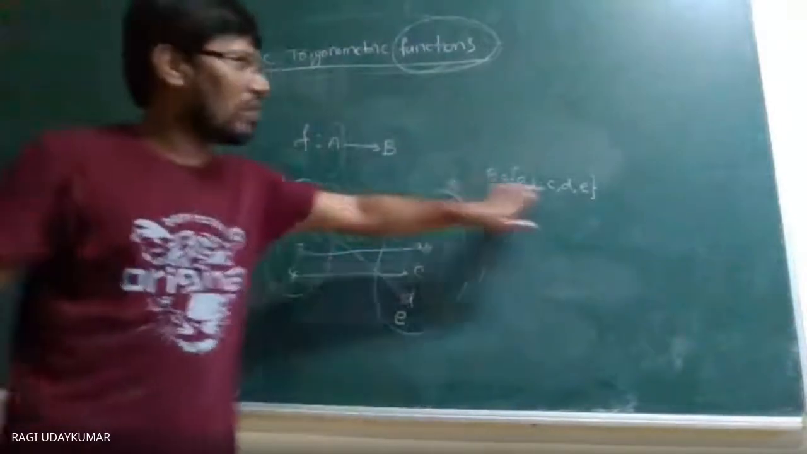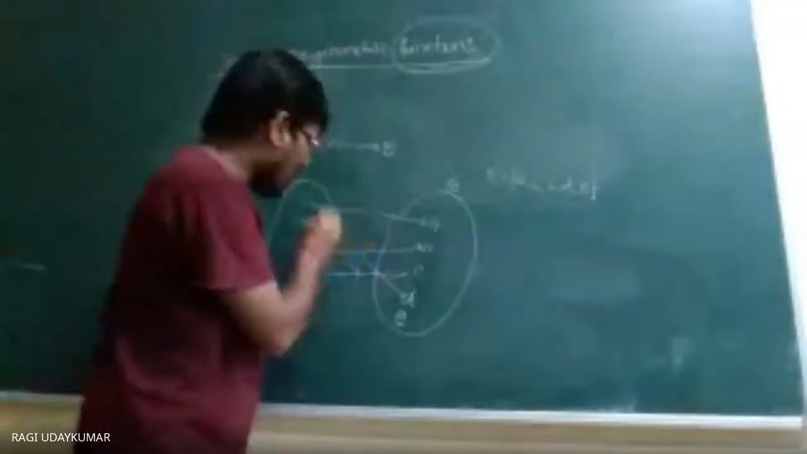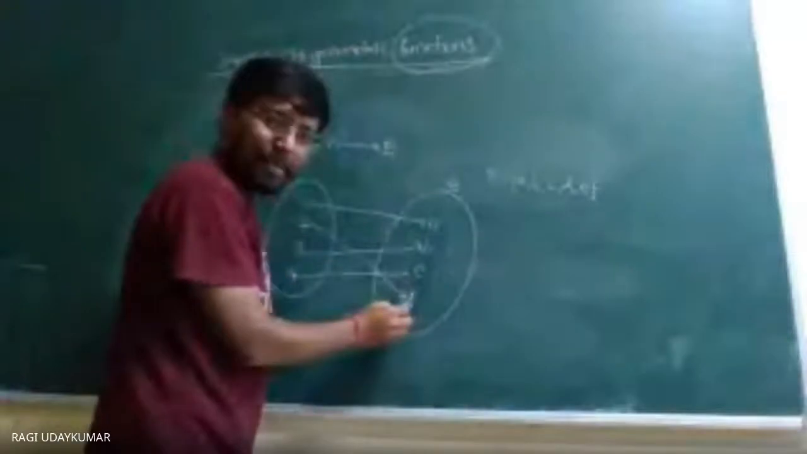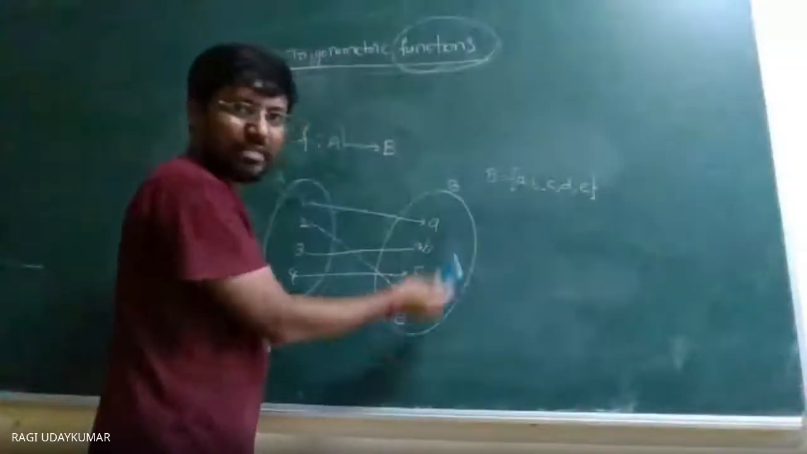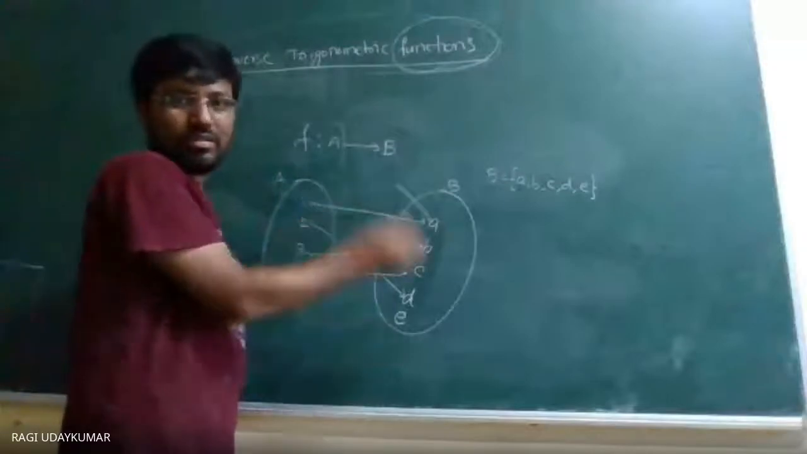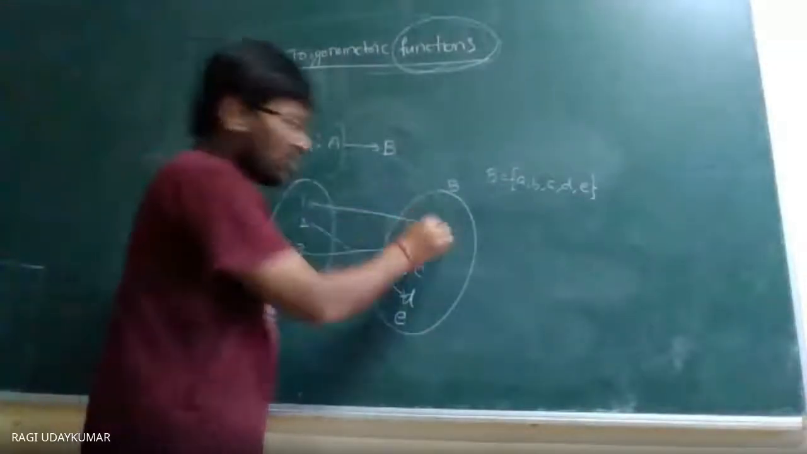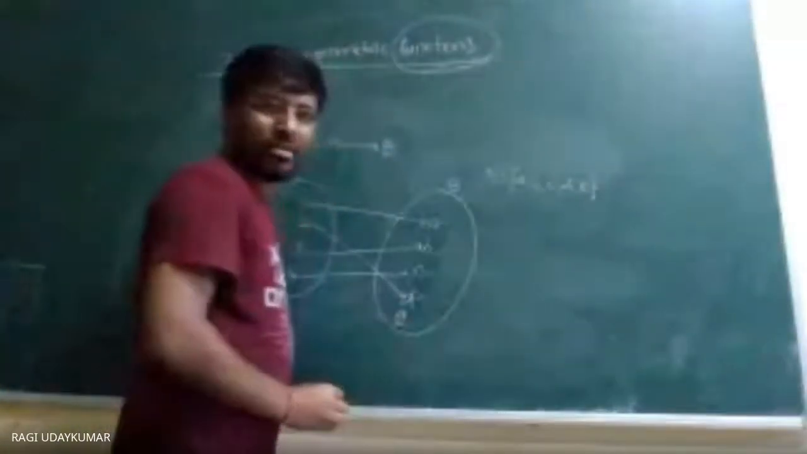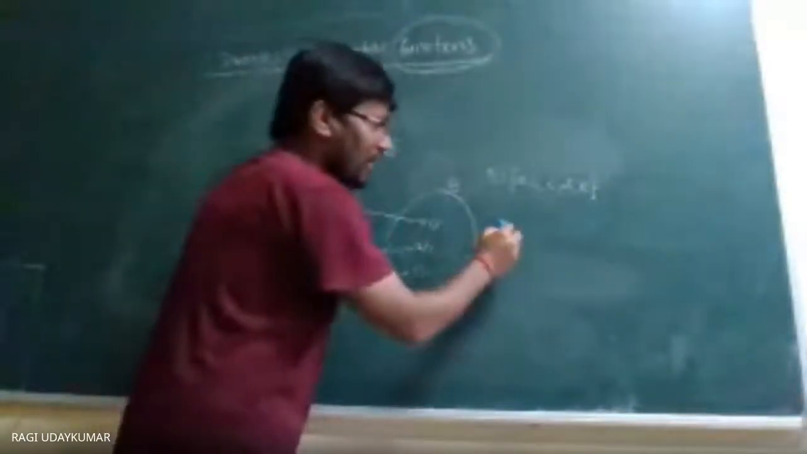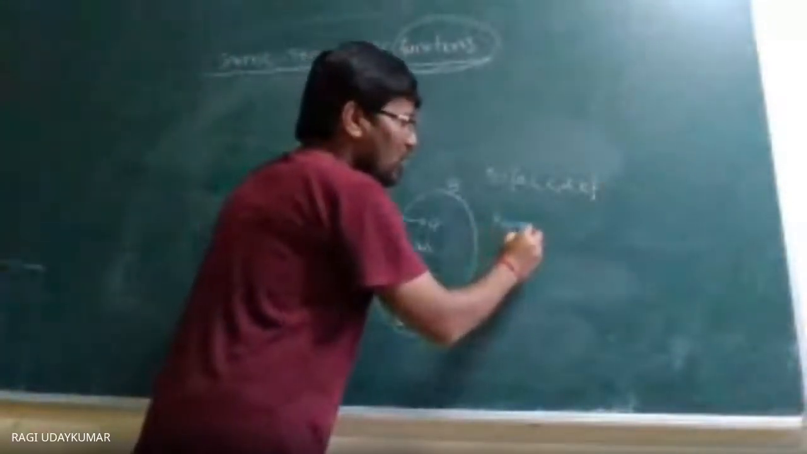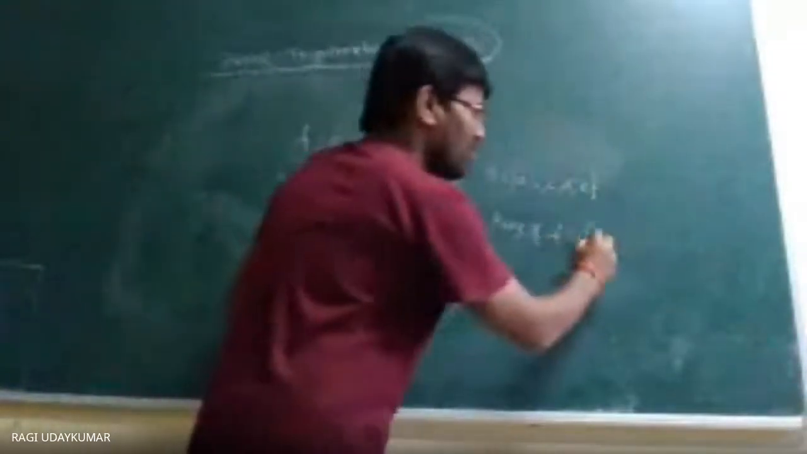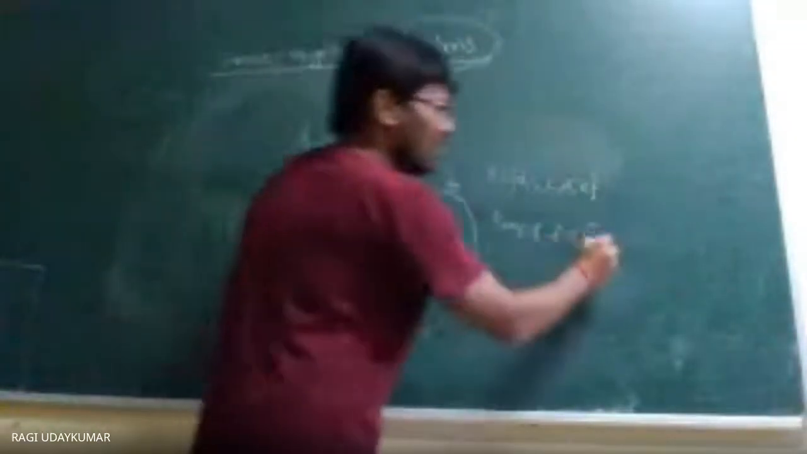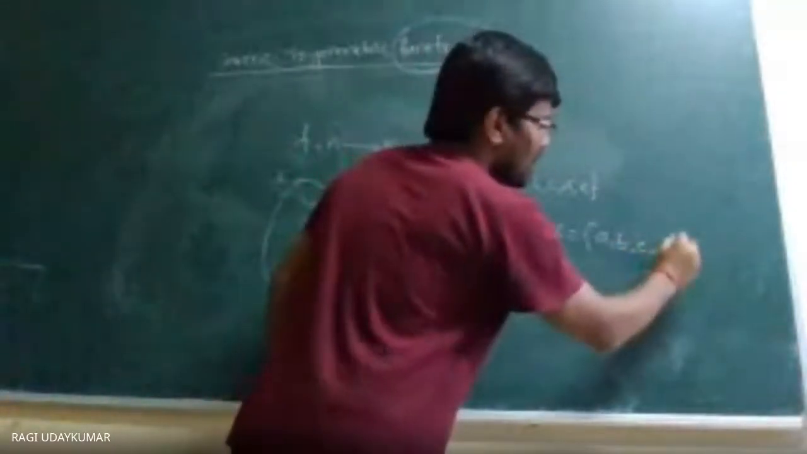This is called the codomain. Here, except E, all the remaining elements are mapped; they have some pre-images. So these four elements, if you take them, are called the range of the function f. This is the range of the function f, which is a, b, c, d.